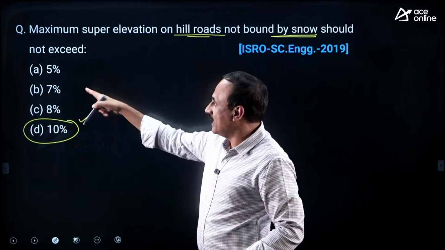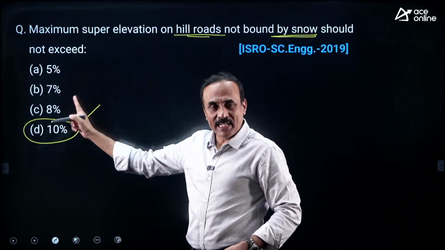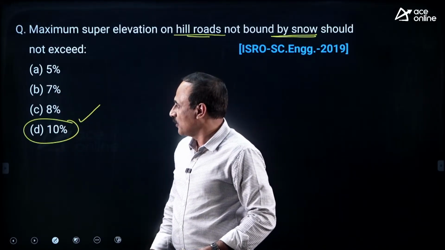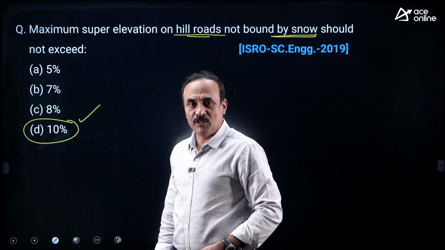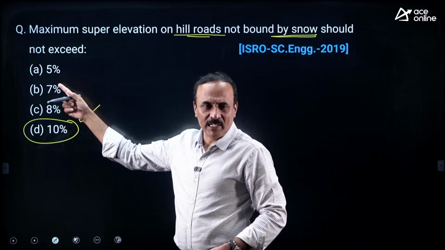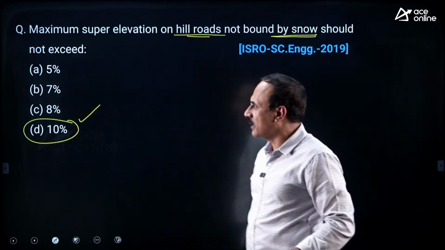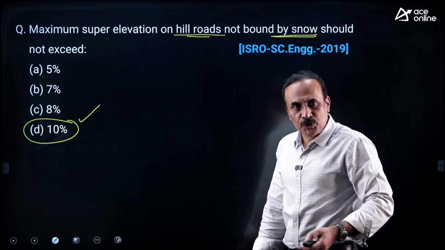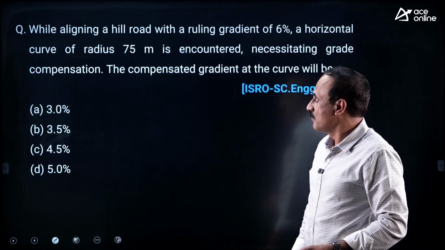Snowbound hilly terrain is 7%, plain terrain also 7%, rolling terrain also 7%. So, you can take hilly terrain without snow 10%, and city road with frequent intersections maximum we can go for 5%. These are the standard specifications. You should remember in a standard manner.